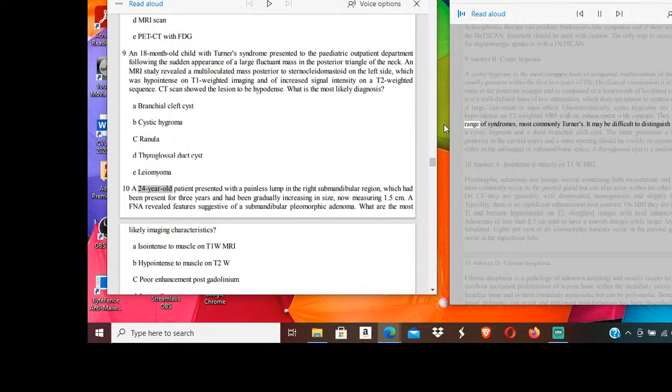They have been related to a range of syndromes, most commonly Turner's. It may be difficult to distinguish radiologically between a cystic hygroma and a third branchial cleft cyst. The latter possesses a thin wall, is seen just posterior to the carotid artery, and a sinus opening should be visible on examination. A ranula is seen either in the sublingual or submandibular space. A thyroglossal cyst is a midline structure.